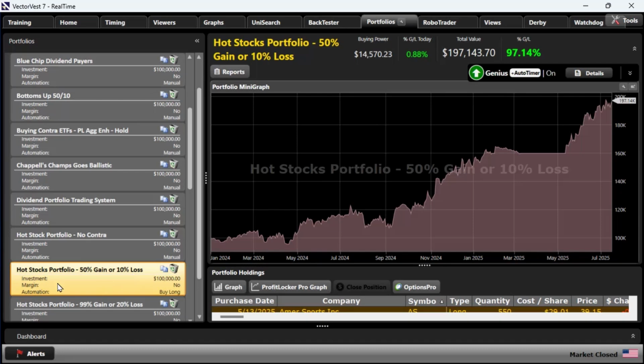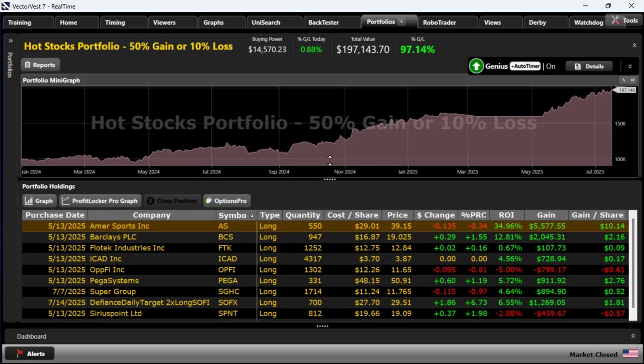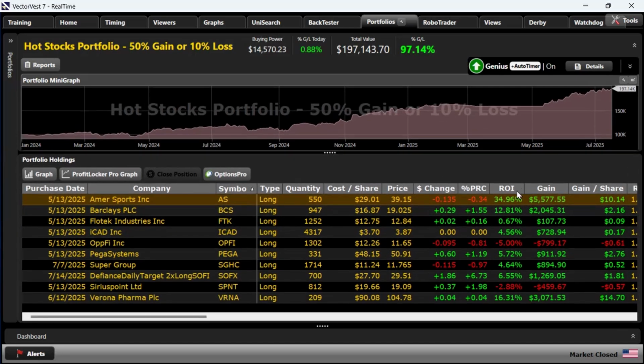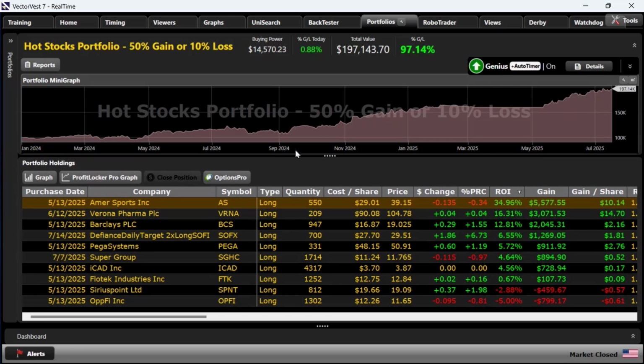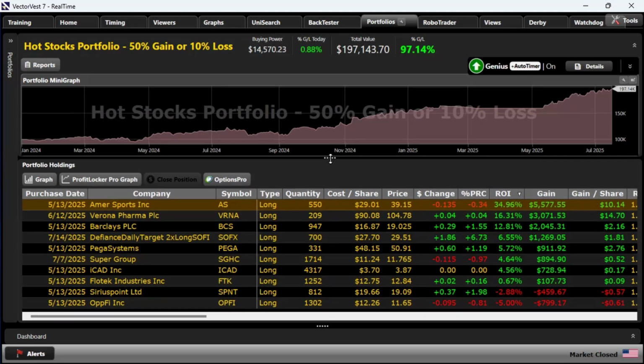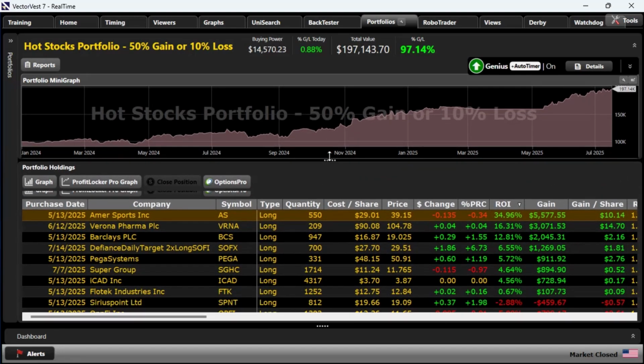That's going to bring us here to the hot stocks portfolio, 50% gain, 10% loss. There's the equity curve, same equity curve we saw in the trading system details, and here are the same holdings that we saw in the trading system details. But now, in the portfolio manager here, we're tracking this trading system in real time. Market isn't open yet. It's Friday, July 18th. So we're just seeing data here as of the close of the 17th. But once the market opens, this is going to track in real time.